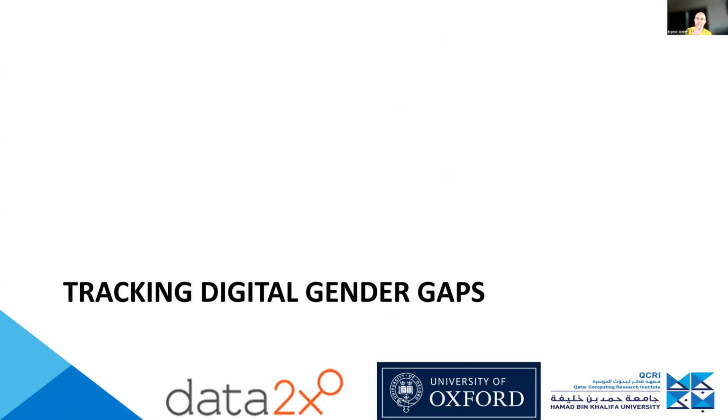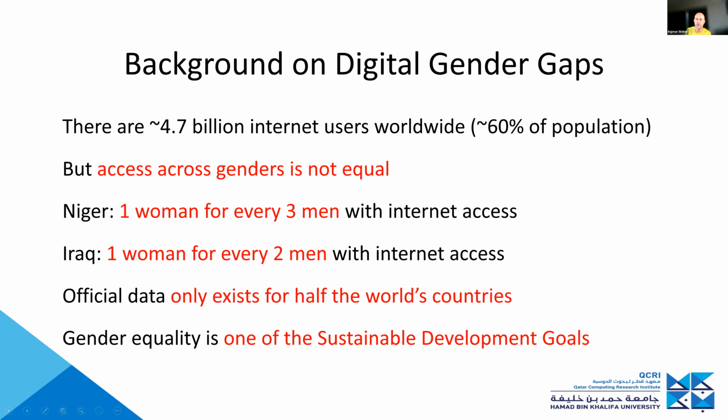The last example, and I'll just keep an eye on time, I want to mention is this notion of digital gender gaps. To elaborate a bit on this, this is joint work with an NGO called Data2X, as well as the University of Oxford. Here, just quickly to motivate why we're interested in using advertising data to study digital gender gaps: by now, about 4.7 billion people on the planet have internet access. This is actually the majority of the world's population, about 60%.